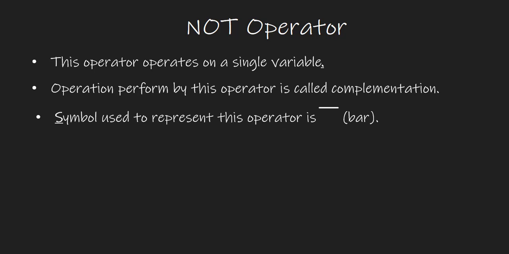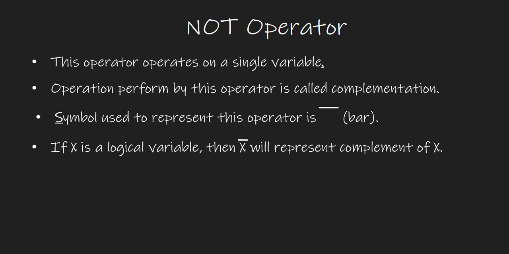We can represent the NOT operator by using a bar symbol as shown in the slide. Let's see how. If x is a logical variable, then x bar will represent NOT of x, or we can say the complement of x. So we don't have to write NOT of x again and again. We can directly write x bar and it means the same. You can either write x bar or NOT x, both are the same.